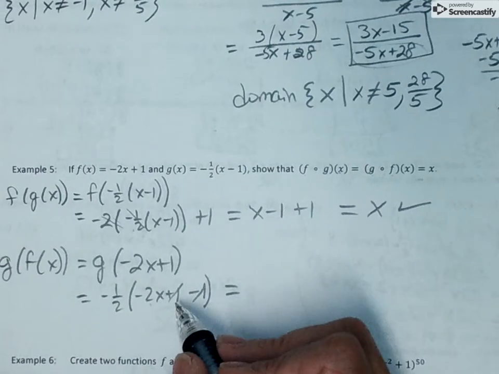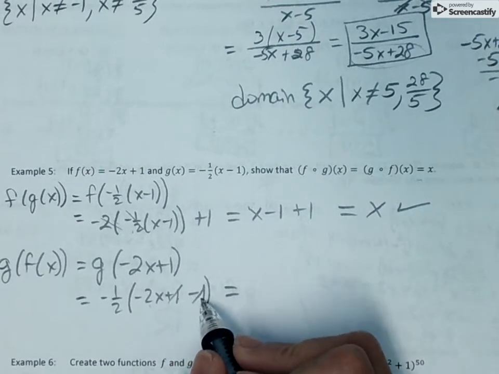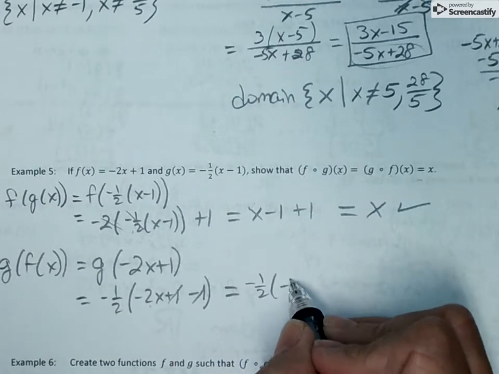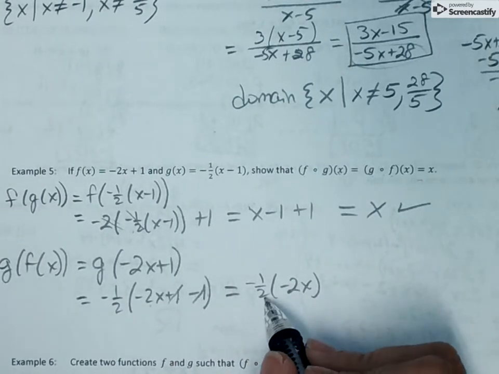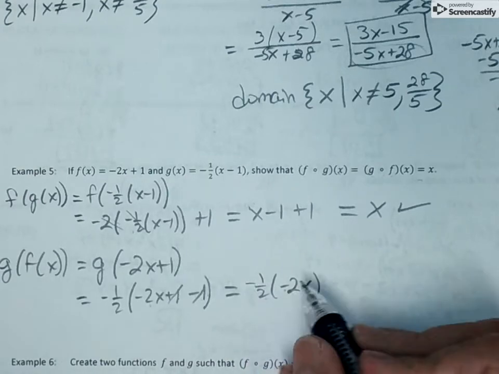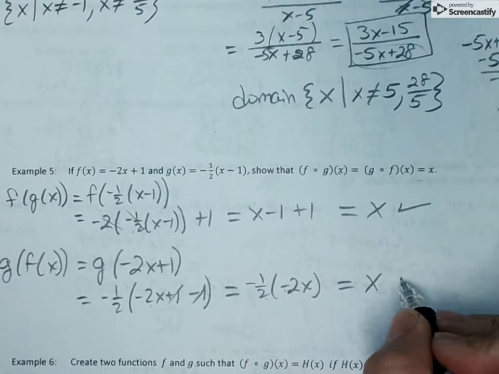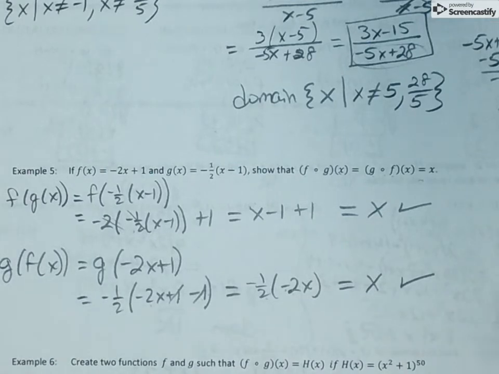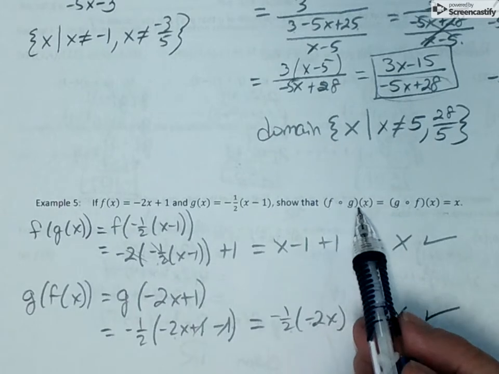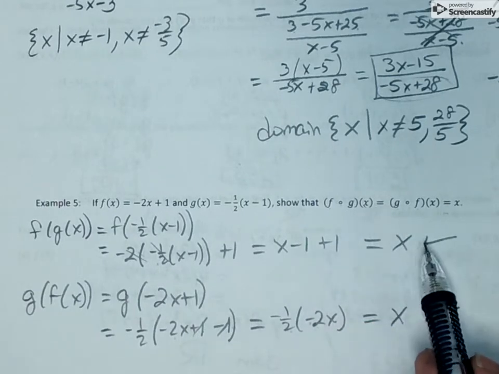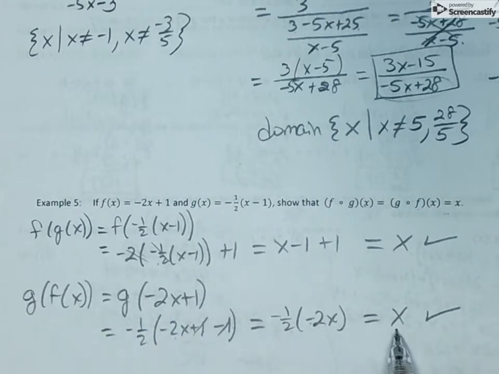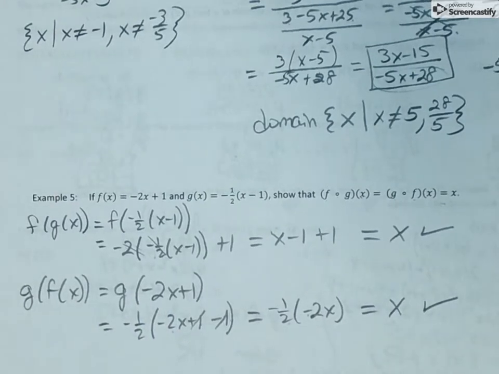Again, just finishing this off, the positive 1 and negative 1 cancel with each other. So I've got negative 1/2 times a negative 2x. 1/2 times 2 is 1. Negative times a negative is positive. So that just leaves me x. So this was a rather interesting case in that we have f composed with g of x equals x, and g composed with f of x equals x. So that might have some special significance.